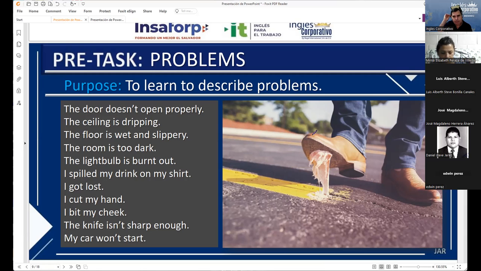These are problems. The door doesn't open properly. You are pulling the door and the door doesn't open, right? The ceiling is dripping. You remember the ceiling is the part that is inside the house, right? The roof and then the ceiling, and it's dripping. Water is coming in through the roof, through the ceiling. Okay, dripping. Say, dripping.